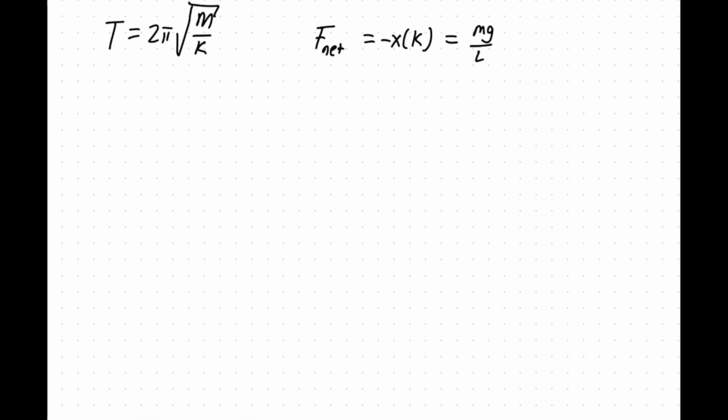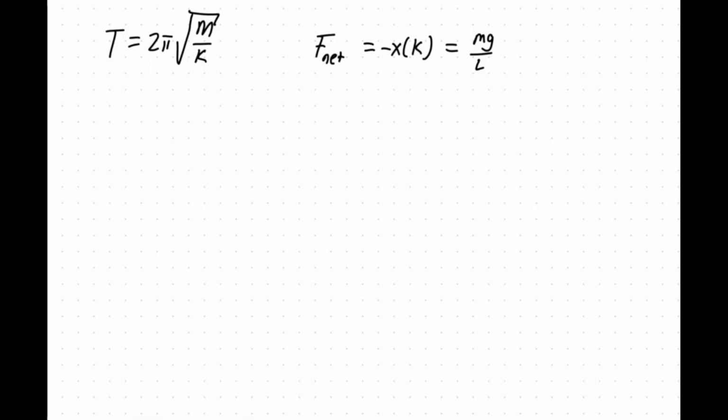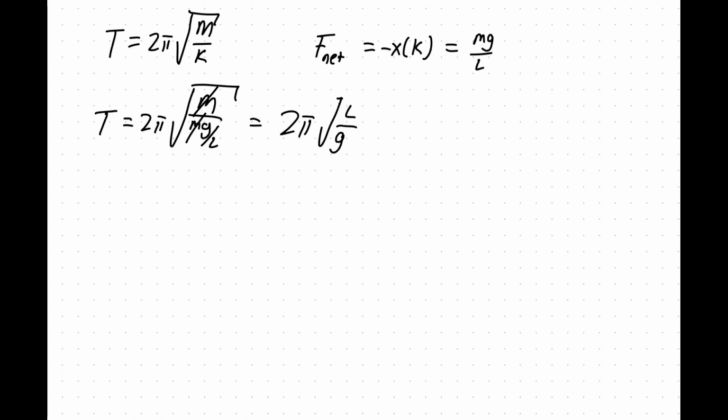to be a positive. But the reason why is because if I now take my T and I plug in mg over L for that k in my T equation, what I get is T is equal to 2 pi times the square root of m divided by mg over L. And if I simplify this a little bit, my 2 pi stays the same. My L gets flipped and multiplied to the top. The m's cancel, and I get 2 pi times the square root of L divided by g.